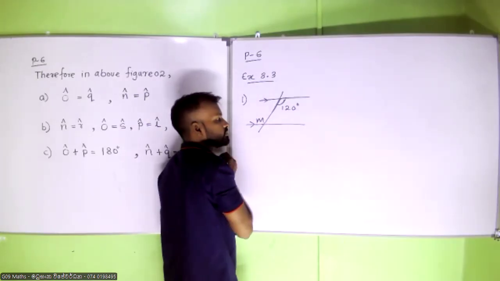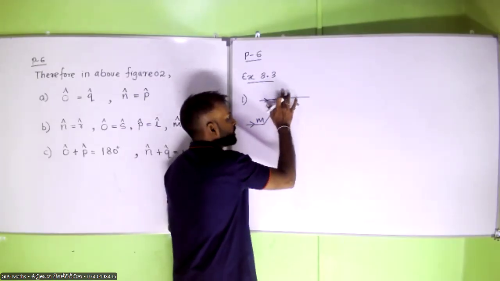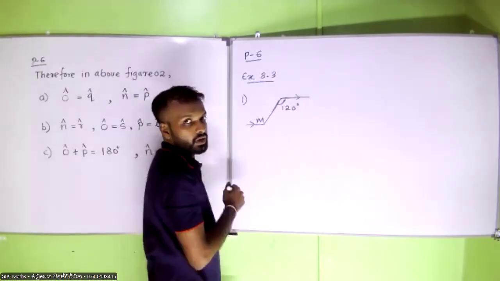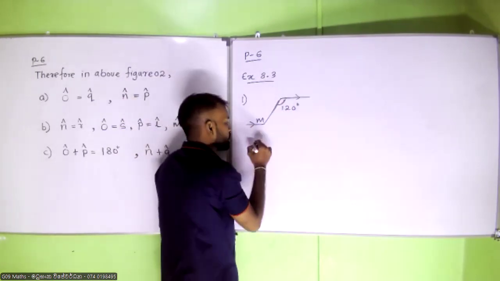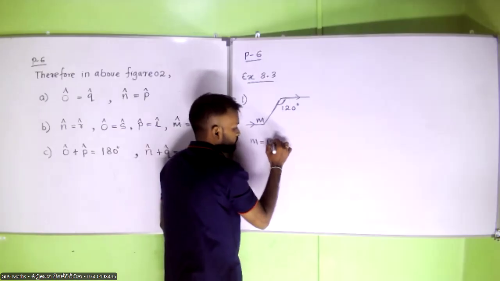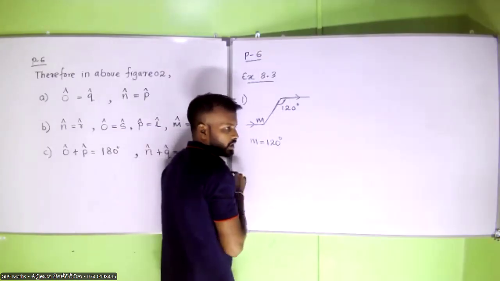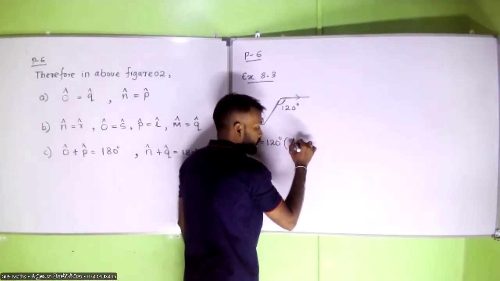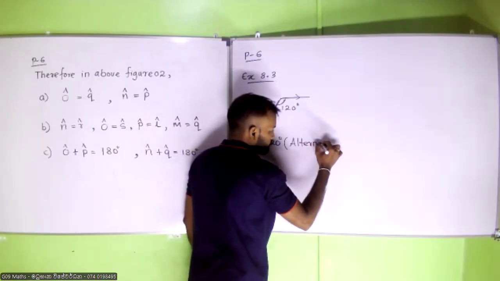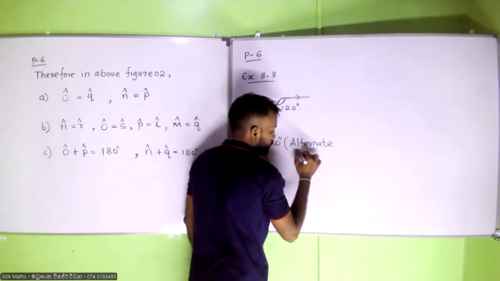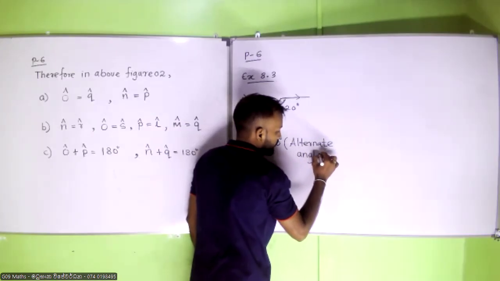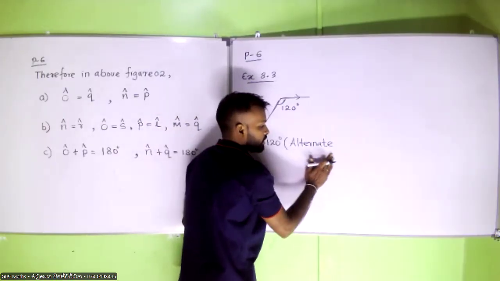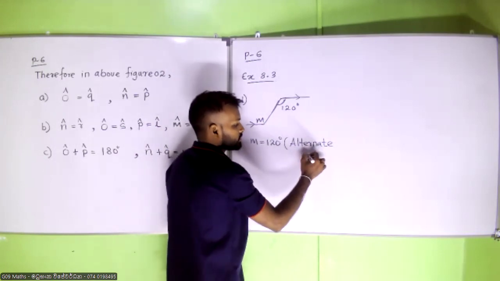I am going to remove all the unnecessary lines. Now, can you see this is a Z shape? So we can directly write M equals 120 degrees within brackets, and you have to write down the reason as well. What is the reason? Alternate angles. If you want, you can write alternate angles like this.